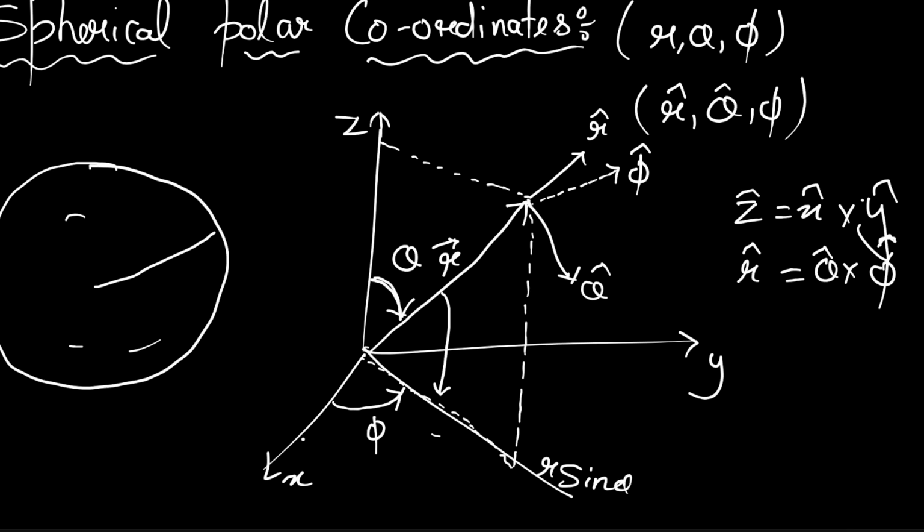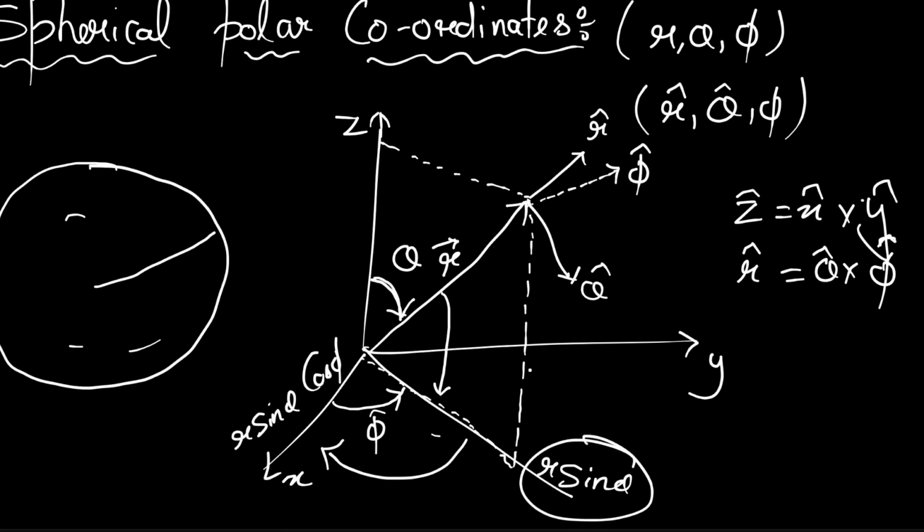Because you want to find the x value according to the coordinates r, theta, phi, you have to again take the projection in this direction. The projection is r sin theta, which is already there, and then you have cos phi. So I should write r sin theta cos phi. Similarly for y, you had r sin theta in this plane, and then you take the projection in the y direction, so it is r sin theta sin phi.